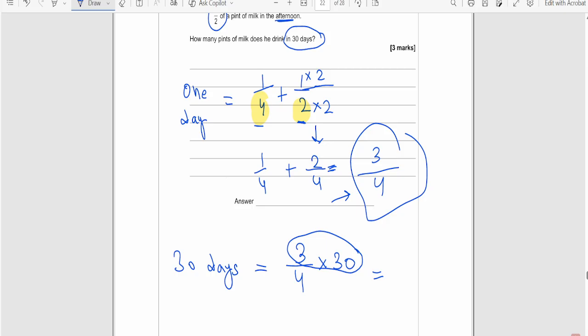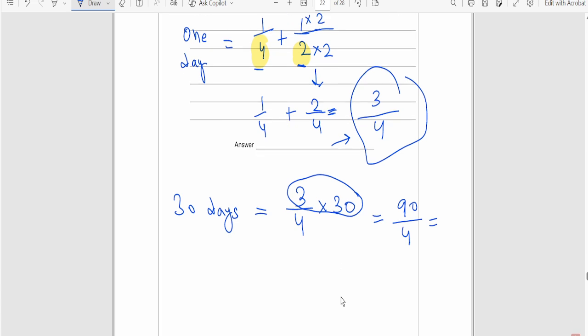90 over 4. Now divide it with 4. How do you divide that? You see they both appear in 2 times table, right? So divide 90 with 2 and 4 with 2. So you need to divide both of them with 2. Okay. 90 divided by 2 and 4 divided by 2.